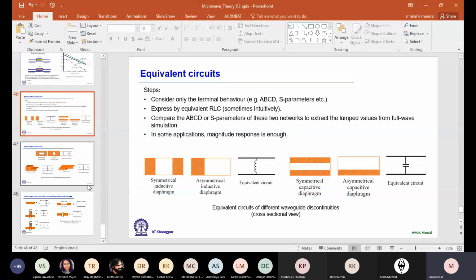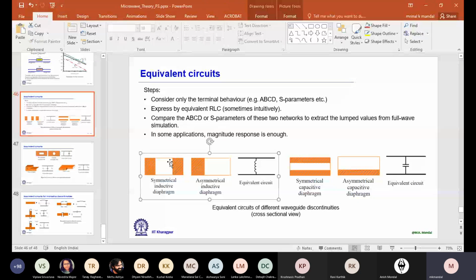So this is the equivalent two-port network. Yes, exactly, at the port only. If you compare the S parameter response of this one and this one, at the port it looks similar. That's all. Understood? Yes, sir.